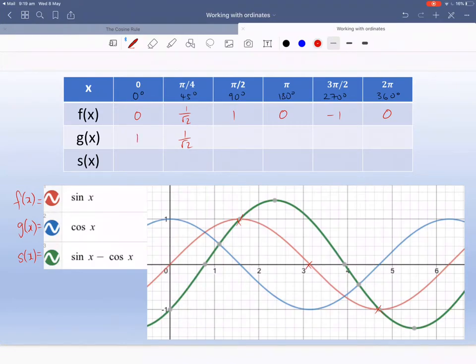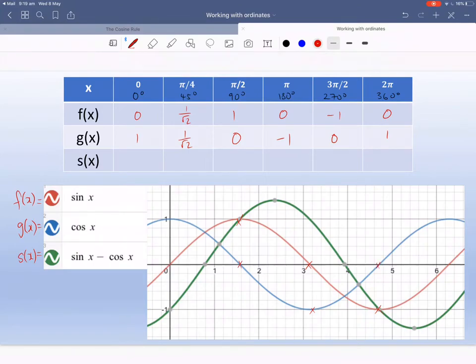Now cos is different. It starts at 1, finishes at 1. In the middle, it's at minus 1, which is there. All right. And then at 270, it's actually 0. And at 90, it's 0. So let's look at that. That's there, and then that's there.